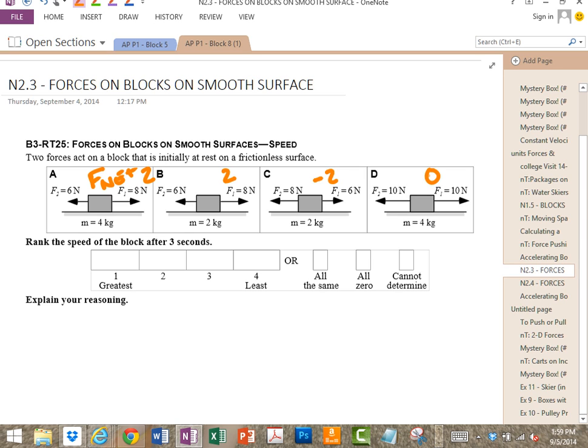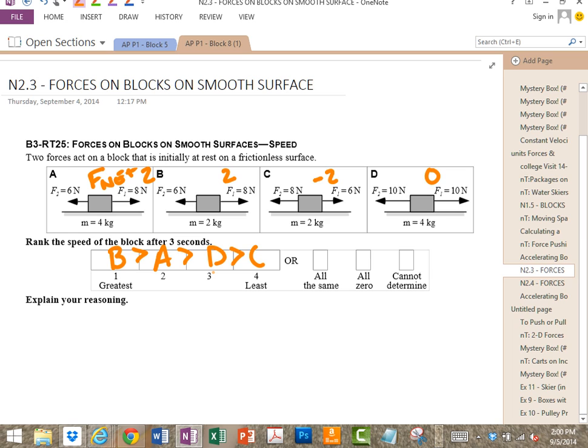Okay, so are you saying that B should be number 1? And then A, and then D, and then C. And they're all not equal. Is that what you're saying? Yeah. Okay. Cool. Do you guys all agree with that?